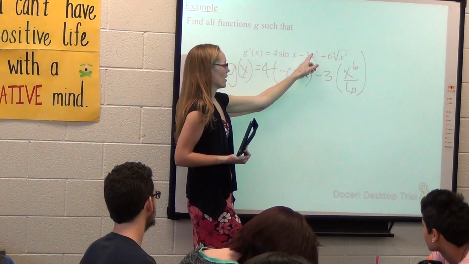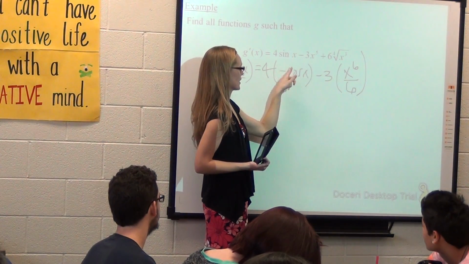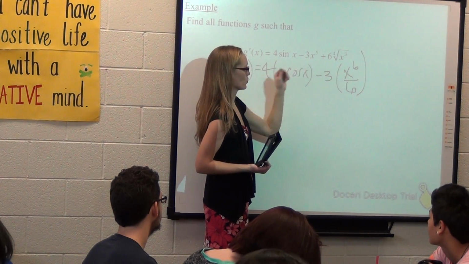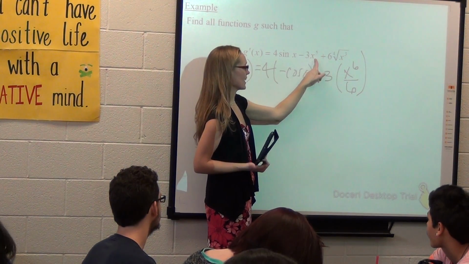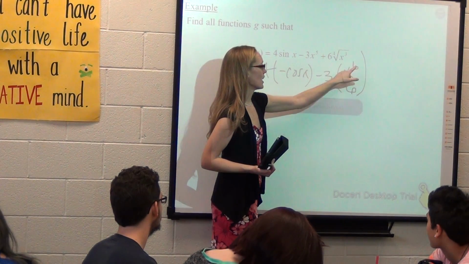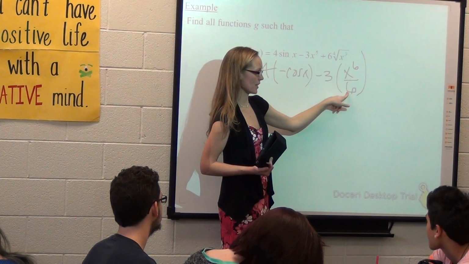Why does the 3 stay the same? It's just a constant. Constants move in front, and then I just underive the one part, finding the antiderivative of x to the 5th. To find the antiderivative of a power, I add 1 to the power and then divide by that number.